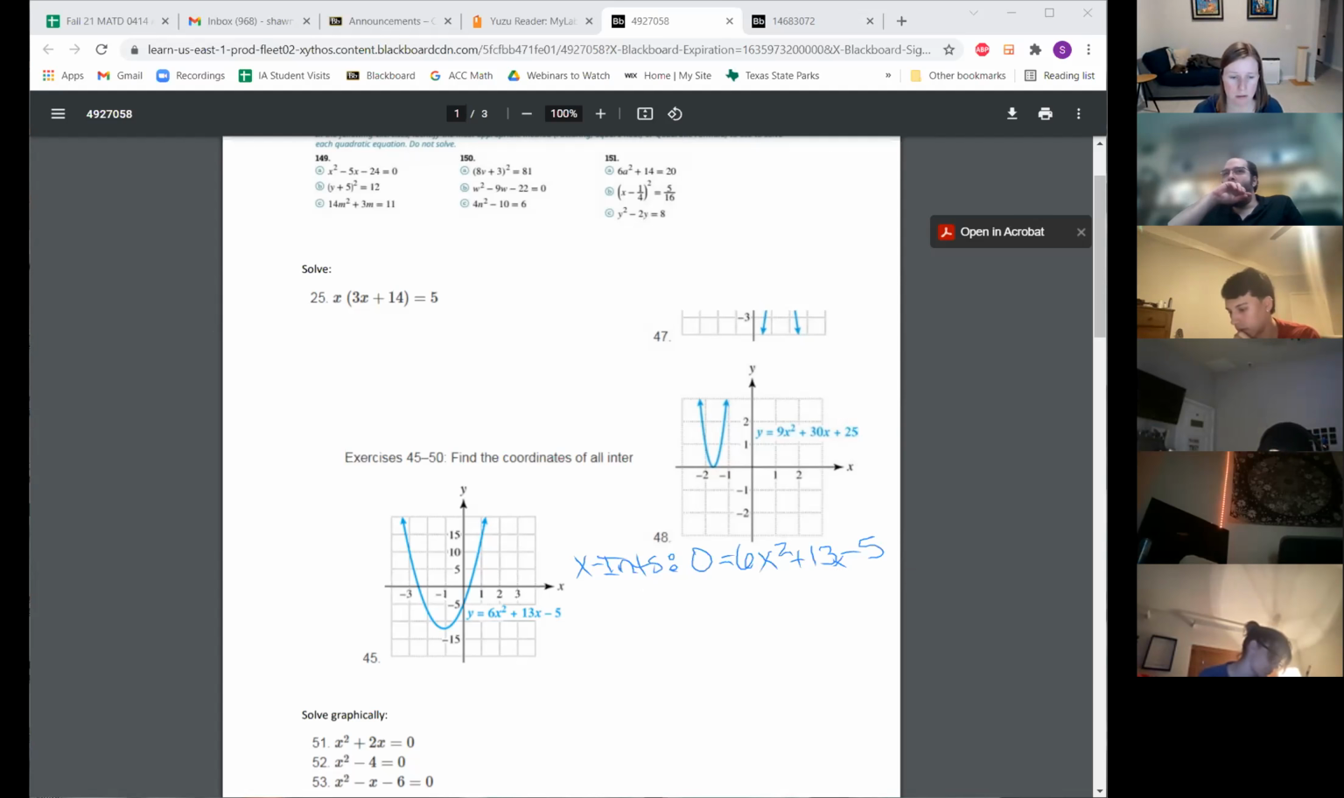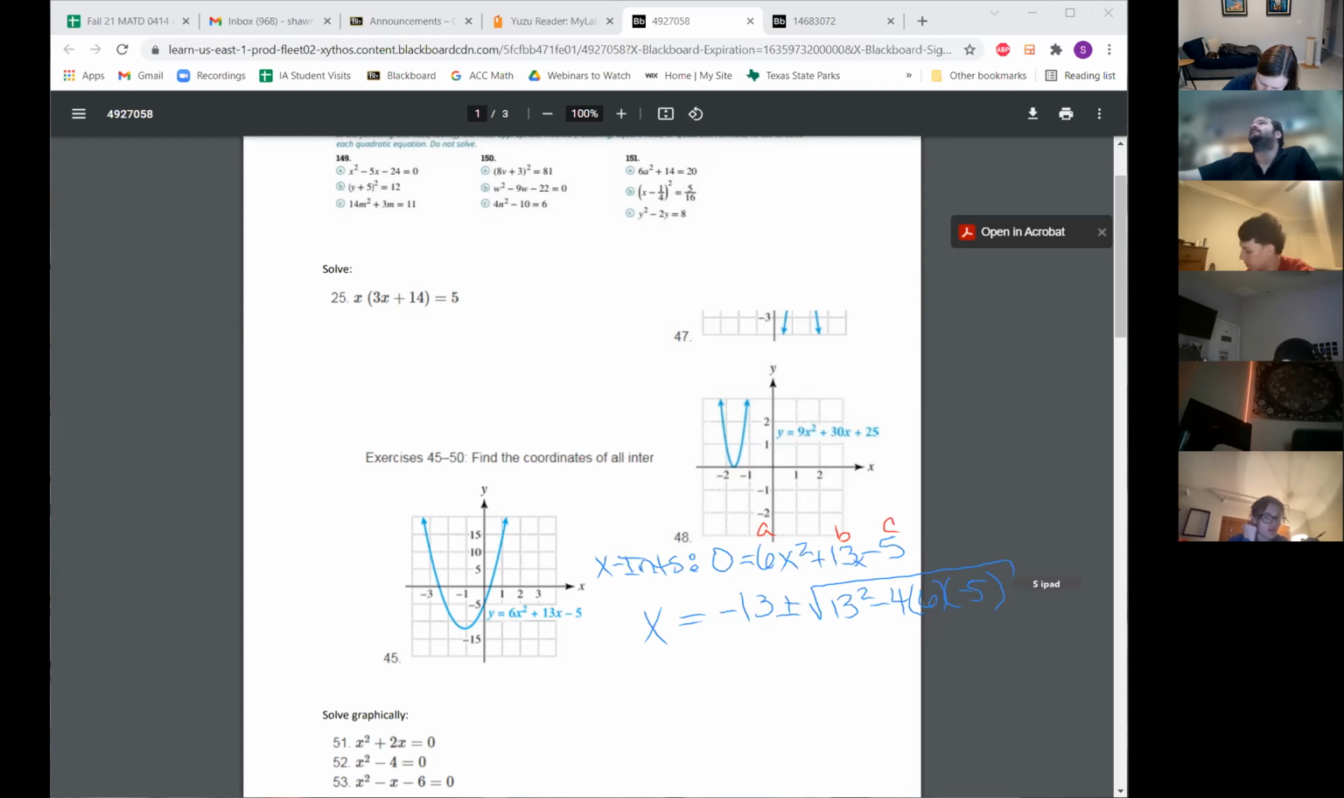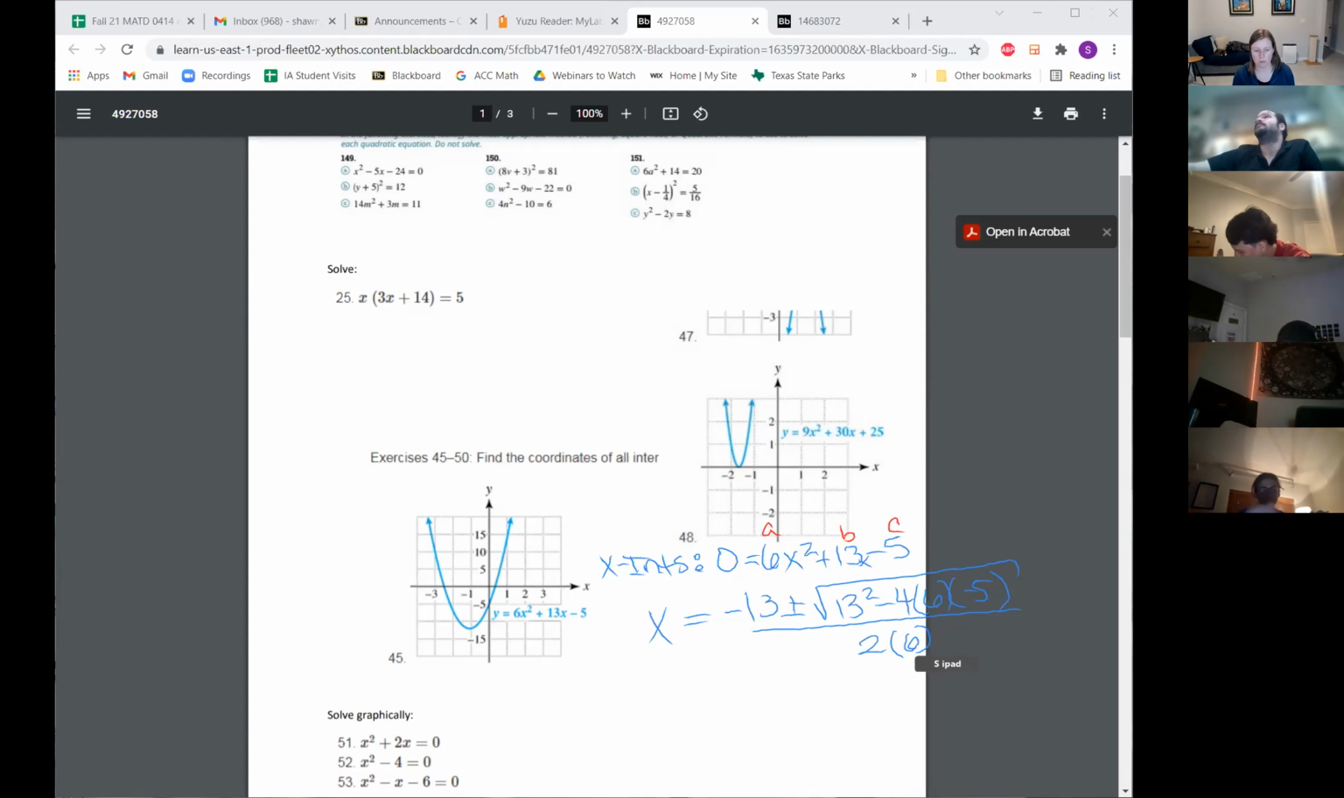Which method do you want to do? Could we do quadratic? Yeah, we can. Factoring would work with this one also, but if you want to mix it up and do quadratic, we can. A, B, C. So x equals negative b, I'm just filling in the formula, plus or minus the square root of b squared minus 4ac, all over 2a. But again, factoring would have worked here as well.